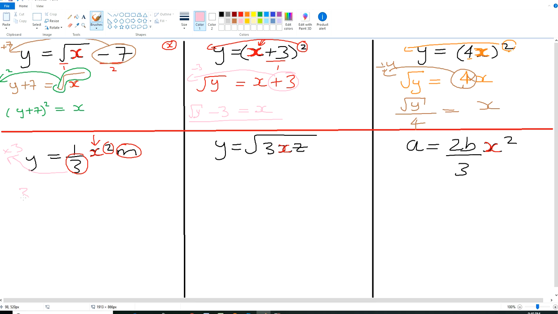So we have now 3y is equal to x squared m. Remember, this was the first action. This was the second action. This was the third action. So we've got to move the second action now, which is timed by m. Opposite of timed by m is divide by m. So we have now 3y divided by m is equal to x squared.